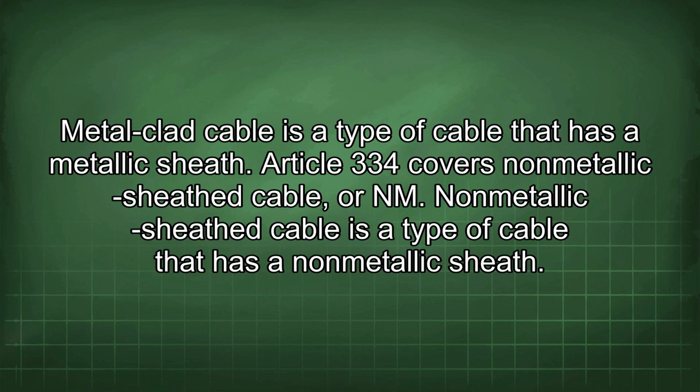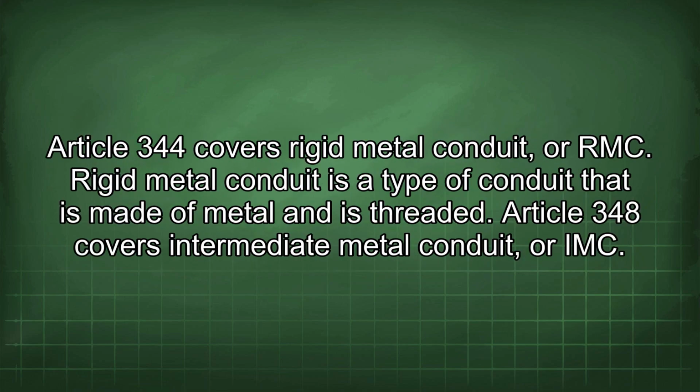Article 334 covers non-metallic sheath cable, or NM. Non-metallic sheath cable is a type of cable that has a non-metallic sheath. Article 344 covers rigid metal conduit, or RMC. Rigid metal conduit is a type of conduit that is made of metal and is threaded.